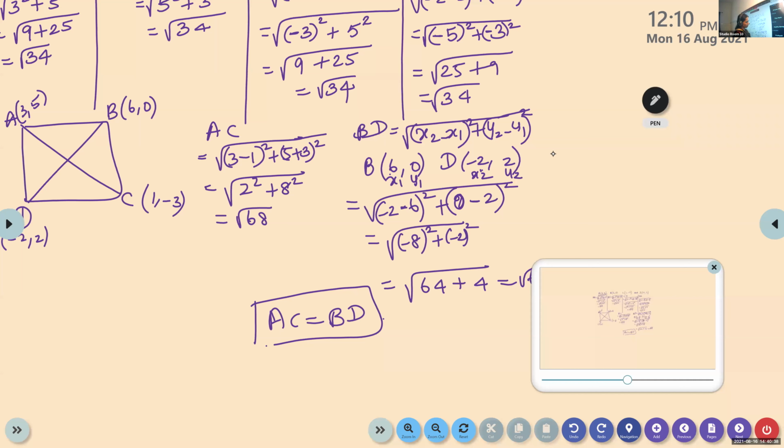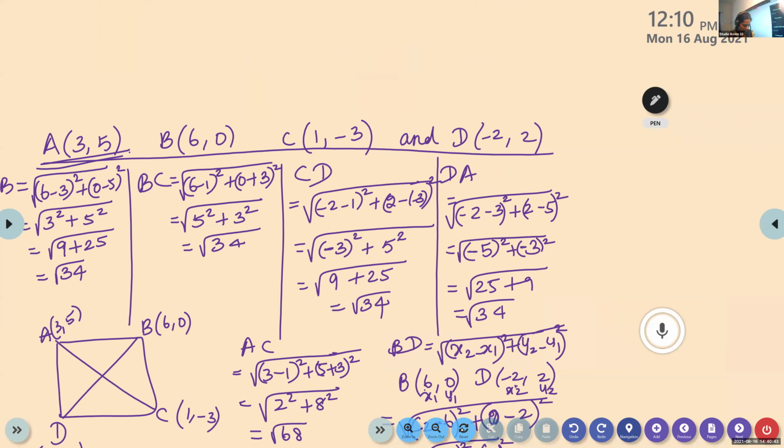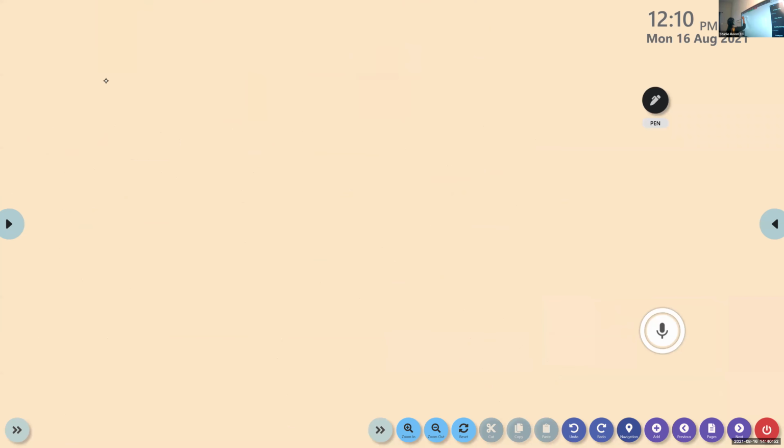Okay, let's do one more question. Write the next one. Prove that A(2, -1), B(3, 4), C(-2, 3), D(-3, -2). Here they have named it already. Okay, they have named it.